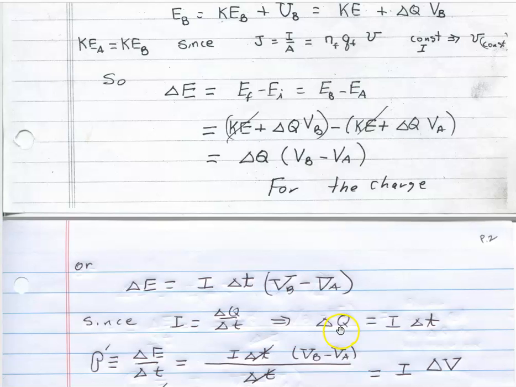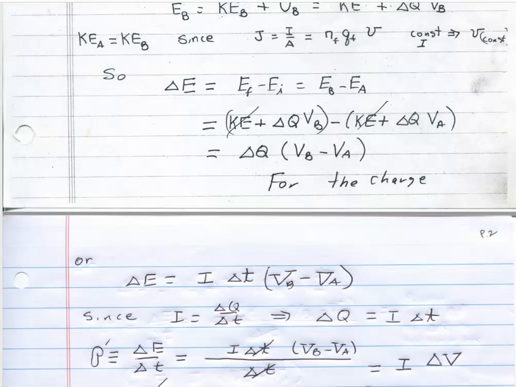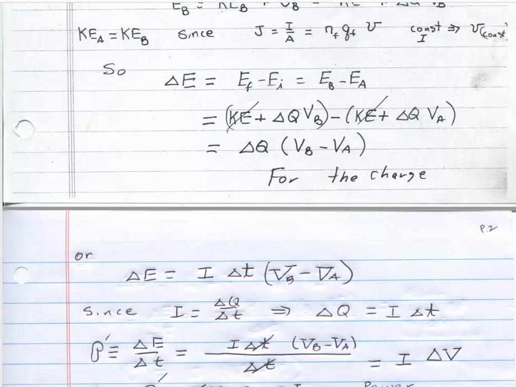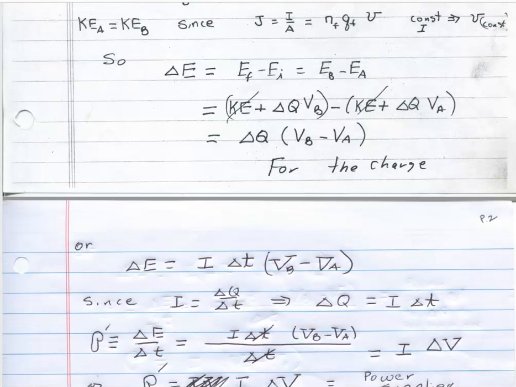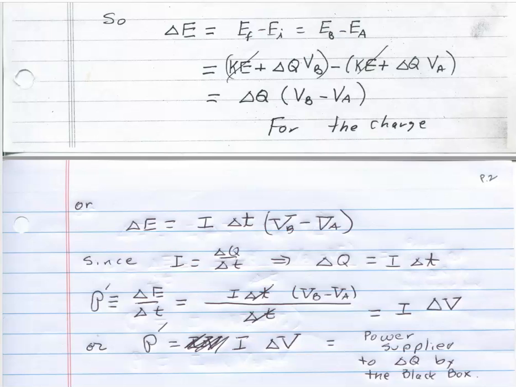Here, I just plug in I delta t for the delta Q. That gives me delta E is I delta t (V_B minus V_A). Usually one doesn't look at the energy per se, but the energy delivered in time delta t. And that's the power. I usually represent power by script P, just so that I don't confuse it with momentum. So the power P prime.